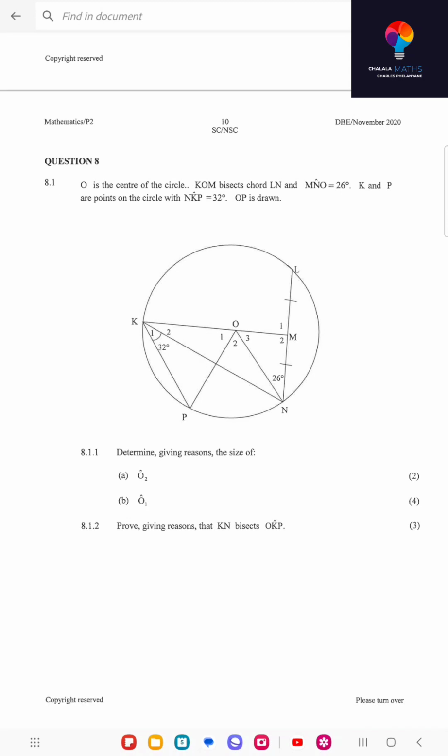So we're going to do question 8.1, questions 8.1.1 and 8.1.2. It goes as follows. It says O is a point, is the center of the circle. This is our center there.